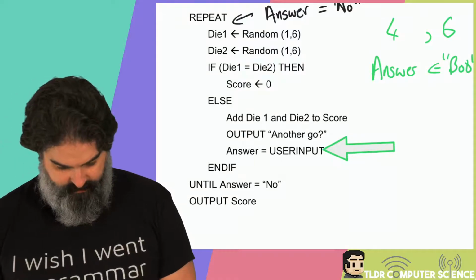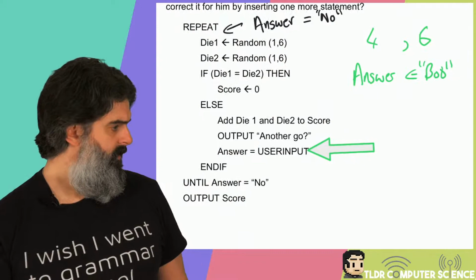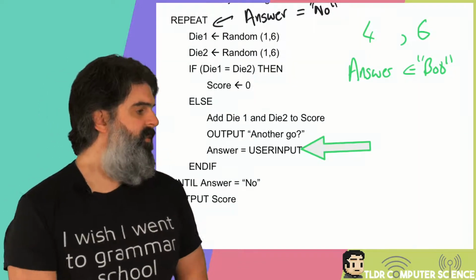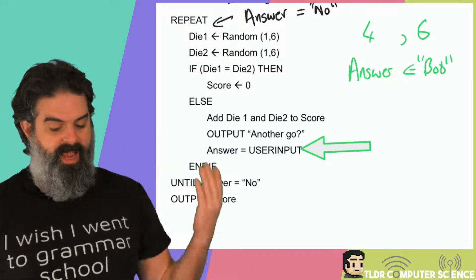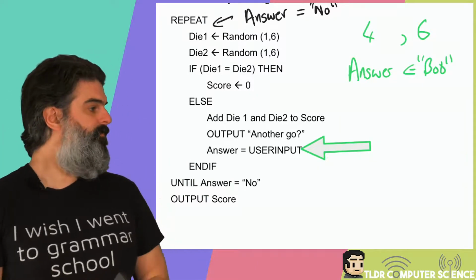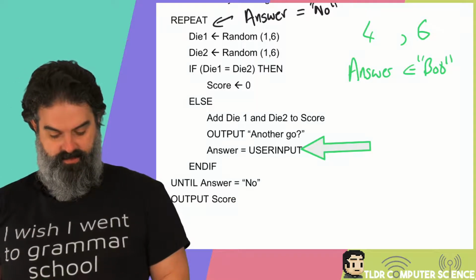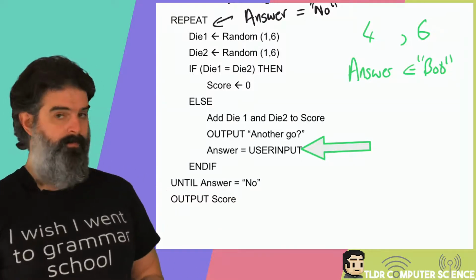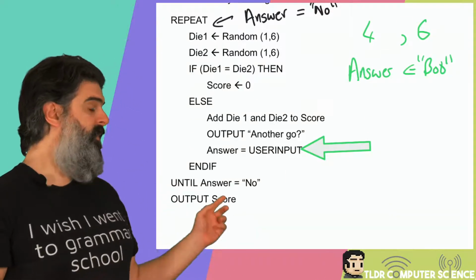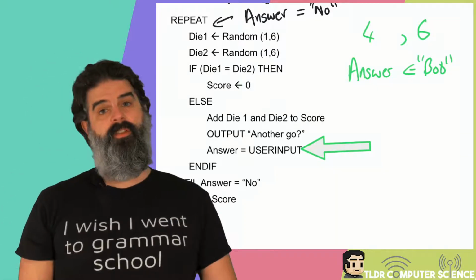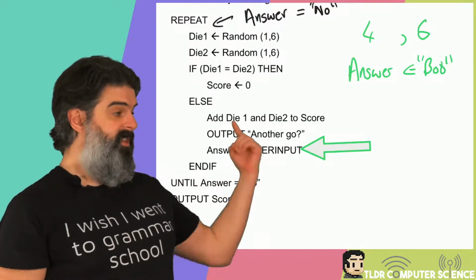Question, guys. What's that going to do if I put in the answer Bob? Is the loop going to terminate? Because I've not put in yes, I put in Bob. So what happens then? Yeah, it will carry on because it's only looking for the answer no. So anything that's not no, you could put down literally anything you want and it'll just carry on as it goes along.